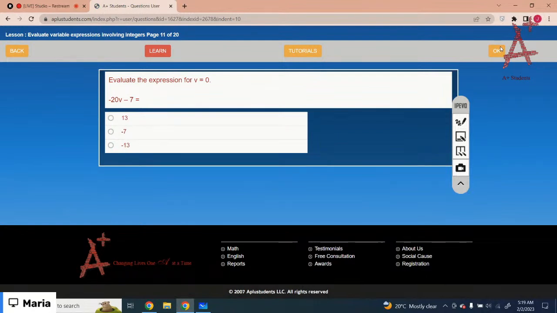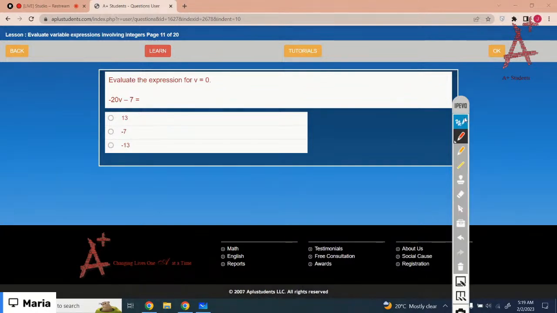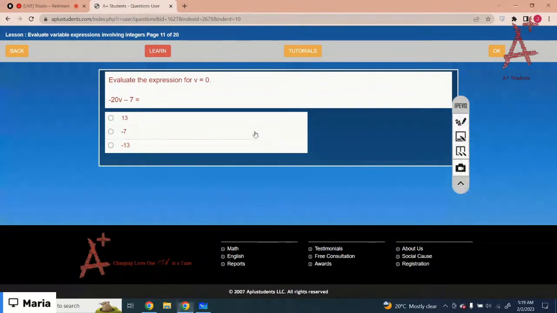The next one is evaluate the expression for v equals 0. So just replace the v with a 0. So it would be negative 20 times 0 minus 7. Got it? So 0 times negative 20 is 0, and 0 minus 7 is negative 7. So the correct option is negative 7. Just select the correct option and click on the OK button.